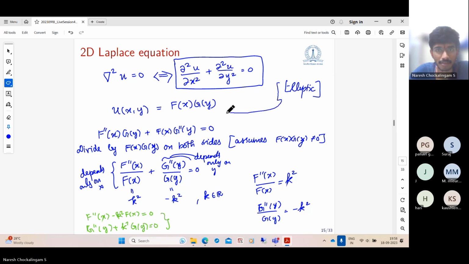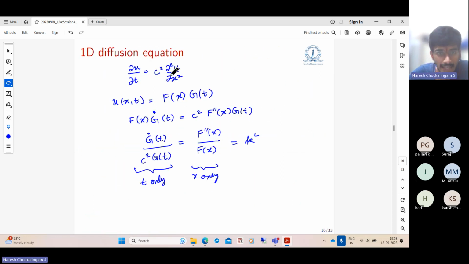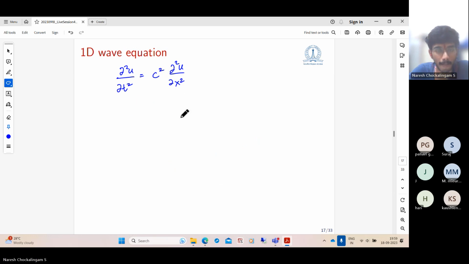And what about this? Here you have a is equal to 1, b is equal to 0, c is equal to 0. So b square minus 4ac is 0. So this is parabolic. And here a is equal to 1, b is equal to 0, and c is equal to minus c square. So b square minus 4ac is 0 minus c square. So it is c square, which is positive. So it is hyperbolic.